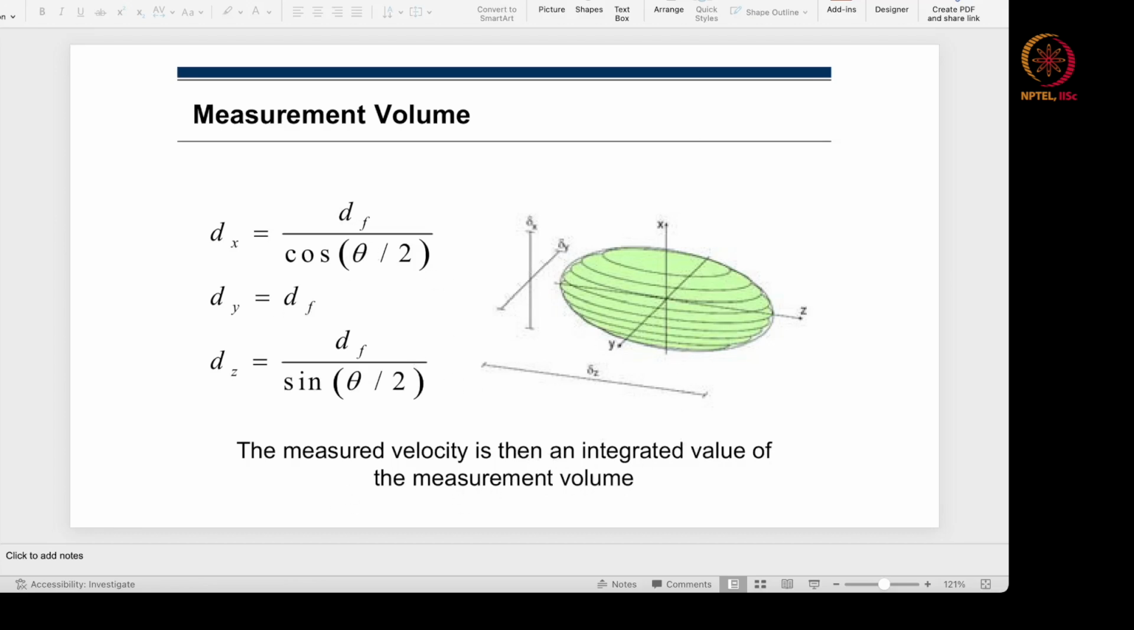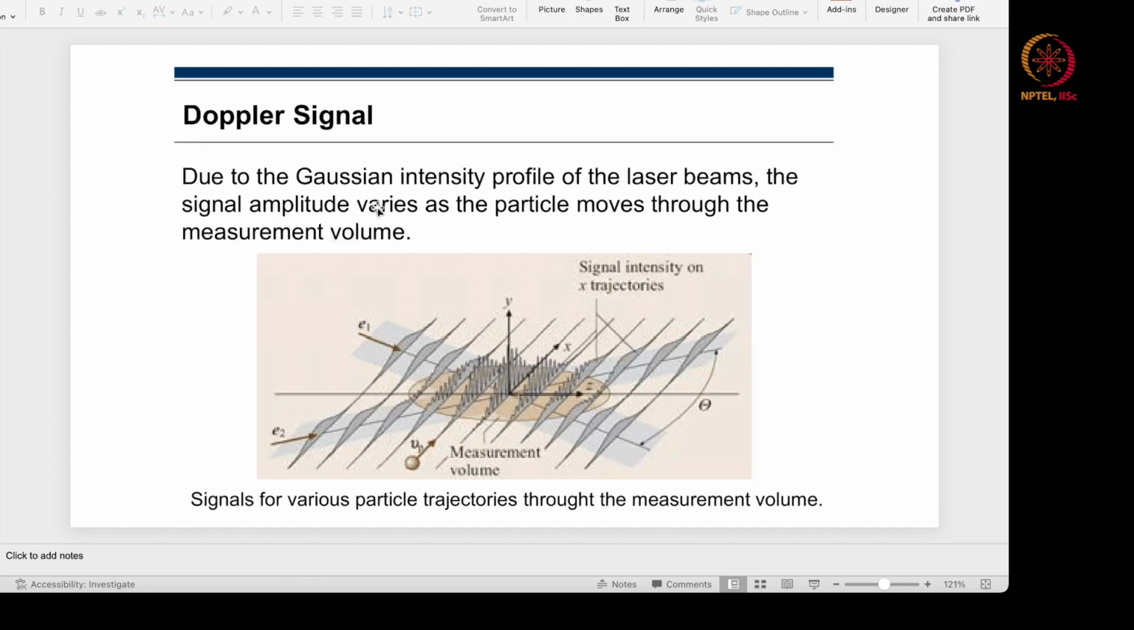All right. Now if we look at the Doppler signal, consider the Gaussian intensity profile of the beam. This is the Gaussian profile of the first beam, E1, and this is the Gaussian distribution profile of beam E2. These beams start to interact in this particular zone, but this zone is not very homogeneous, so to say.